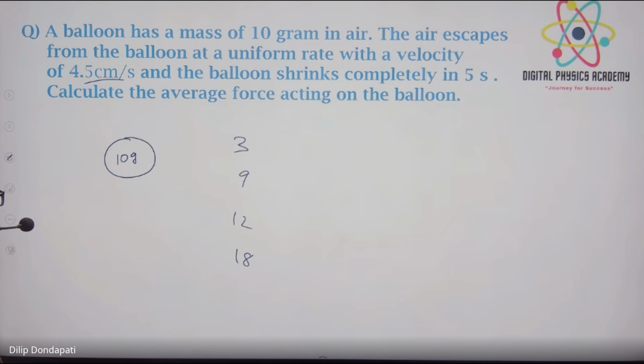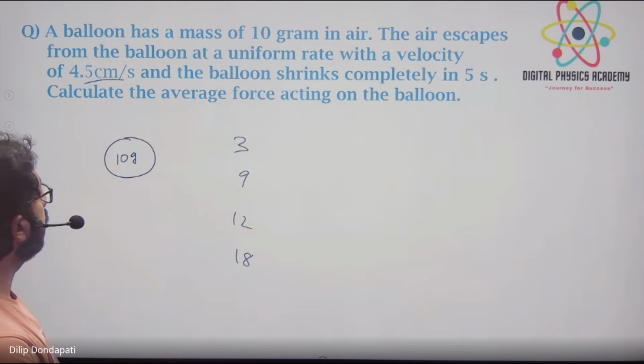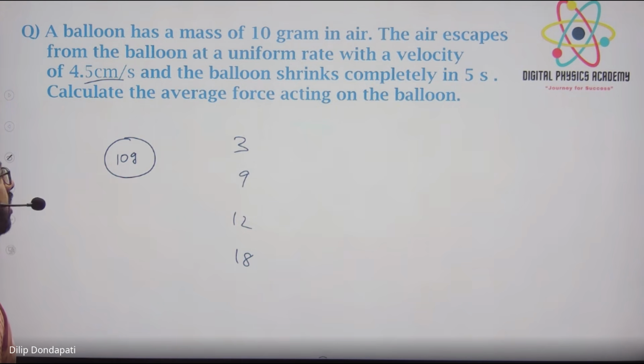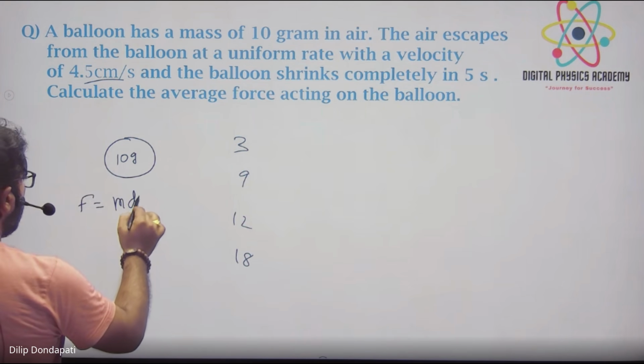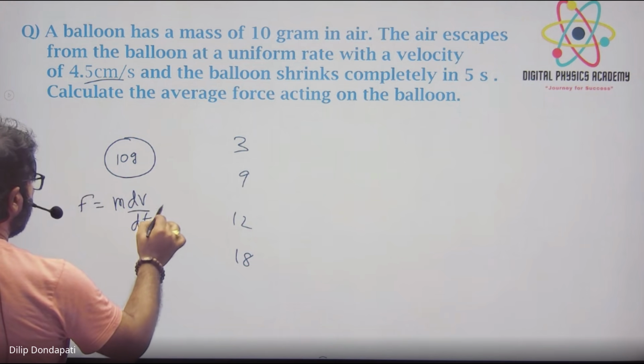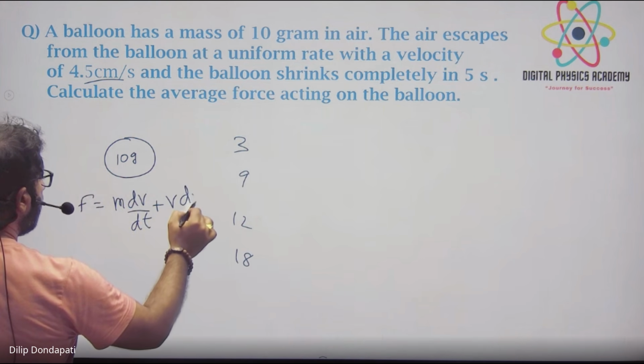Use karo question. Try. These are JEE Mains 2022. A balloon has a mass of... dm by dt into velocity. That's what I did. Yeah, you can use this also, if you want, like this: F equal to m into dv by dt plus v into dm by dt.